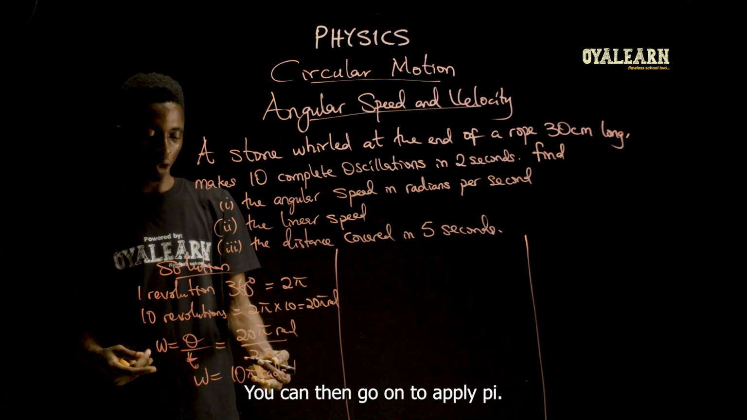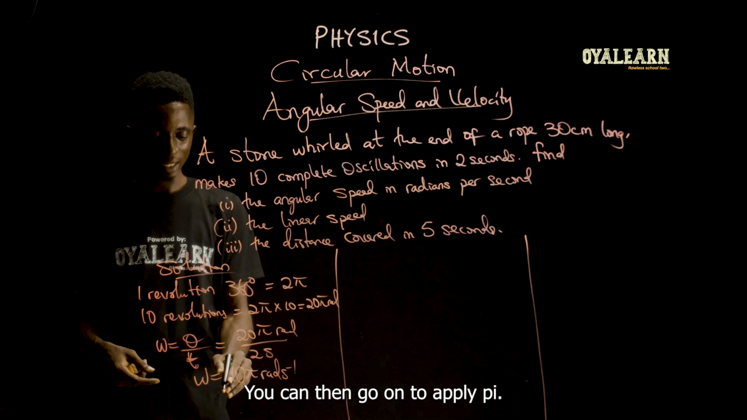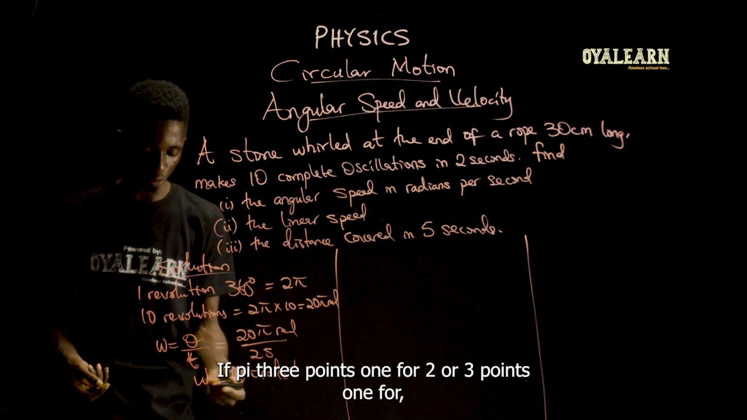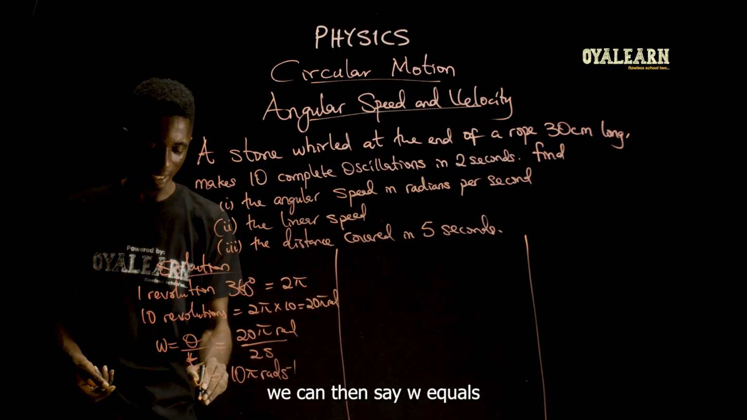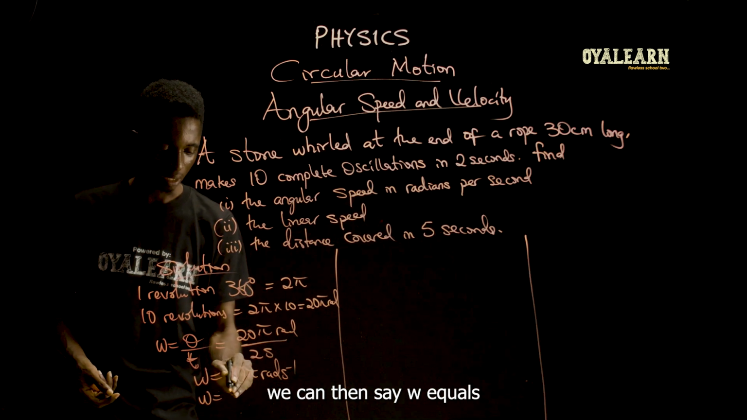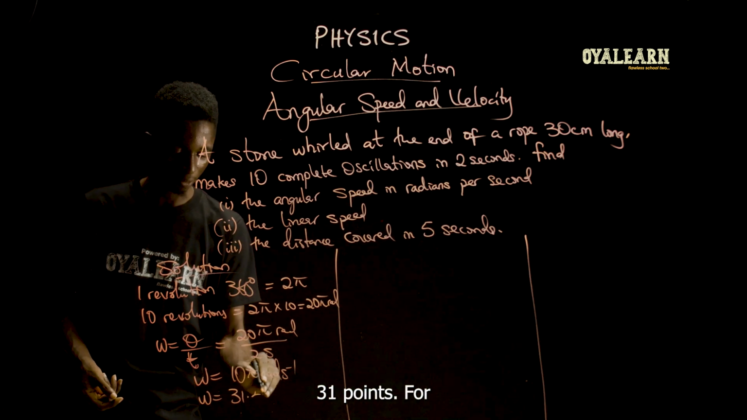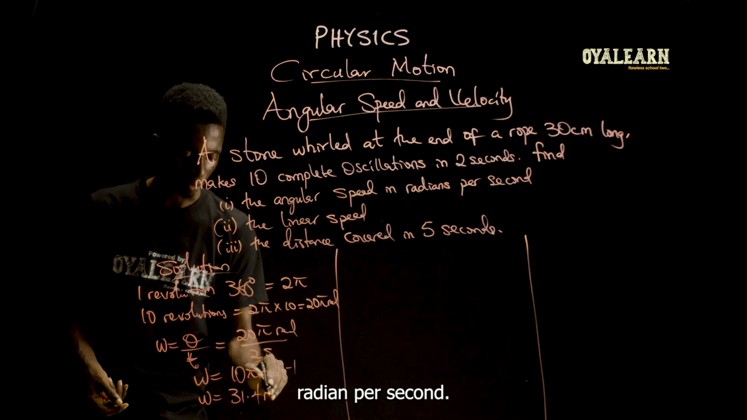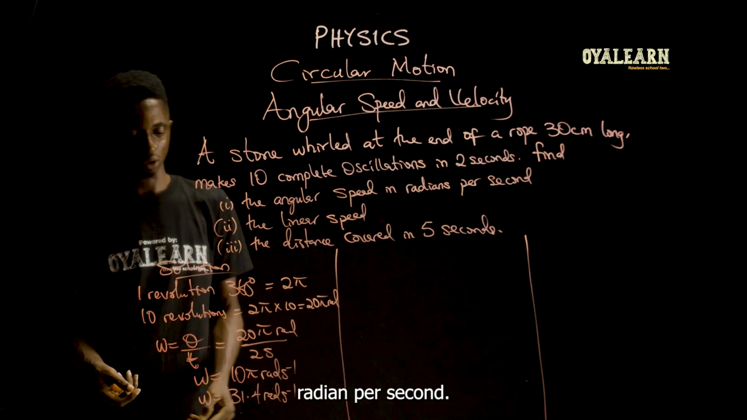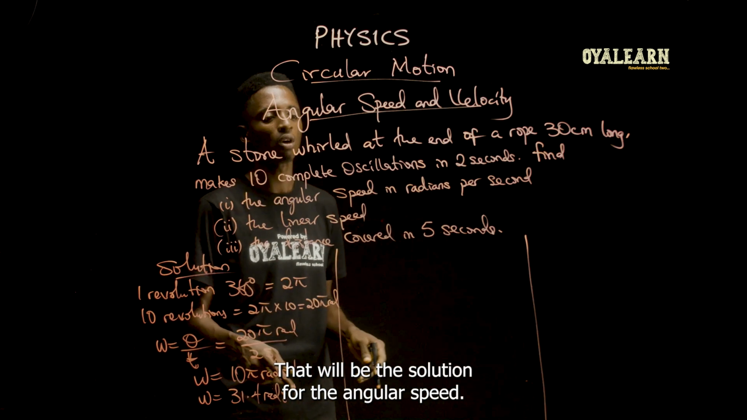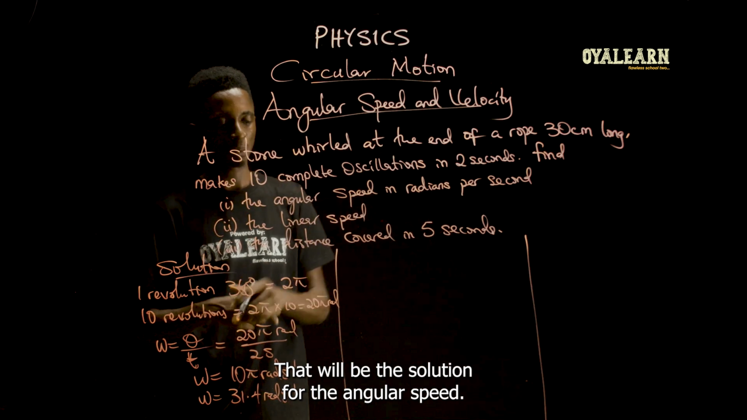Okay, you can then go on to apply pi. If pi is 3.142 or 3.14, we can then say w equals 31.4 radian per second. That will be the solution for the angular speed.